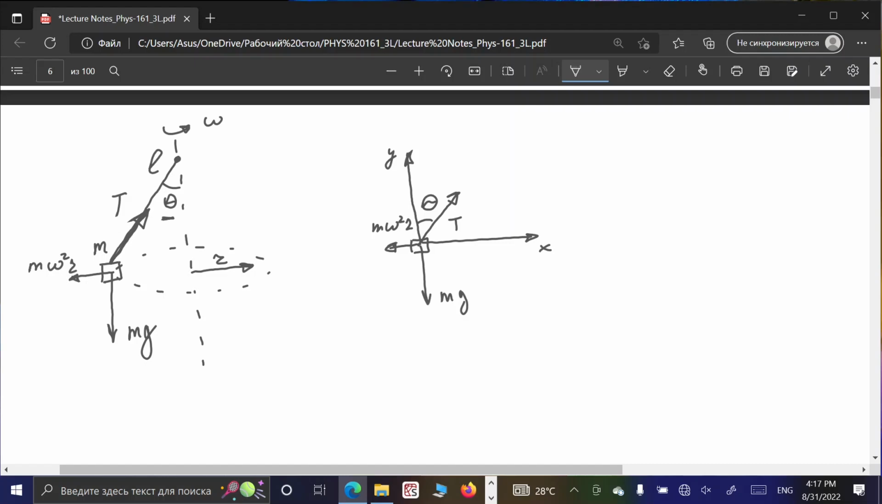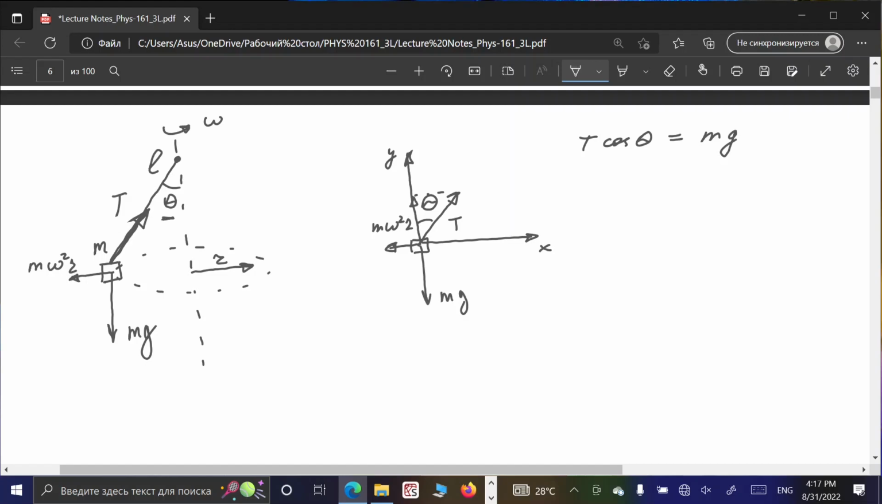So what do we have in axis y? We have T, tension in the rope, times cosine theta. That is equal to mg. So they should compensate each other. The projection of this tension vector on axis y should compensate the weight of the block because there is no motion along axis y.